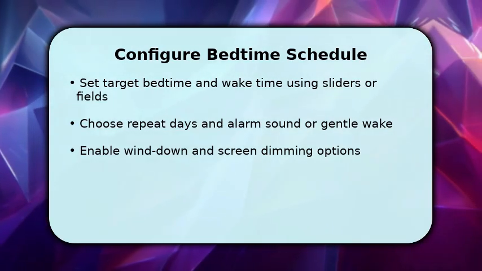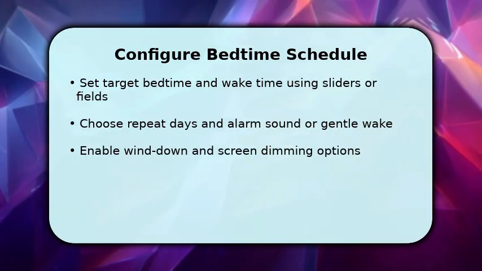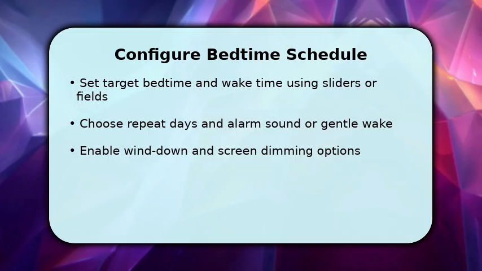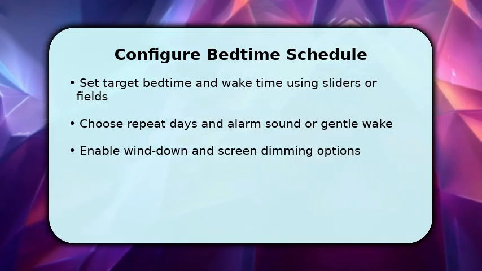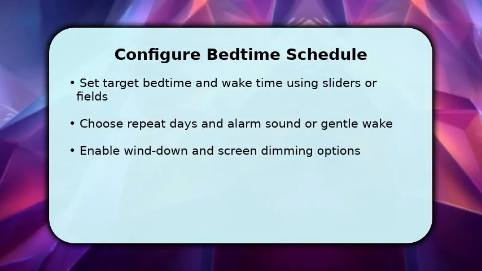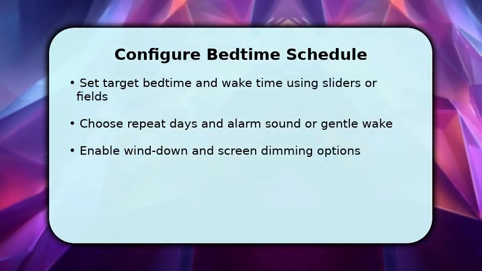Next, enable wind-down features. These reduce blue light, trigger Do Not Disturb, and launch a calming routine before sleep. If offered, customize notifications allowed during the period. This step ensures your phone supports sleep behavior rather than disrupting it.